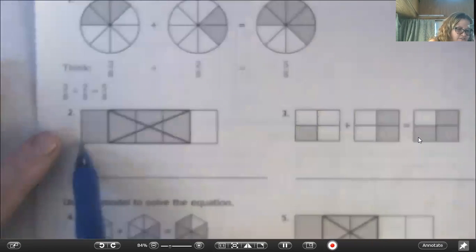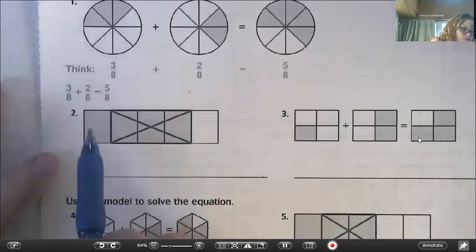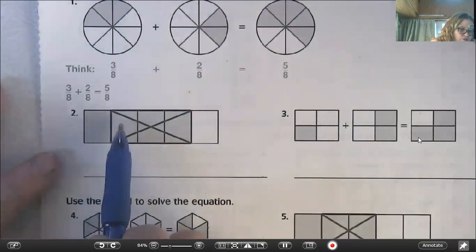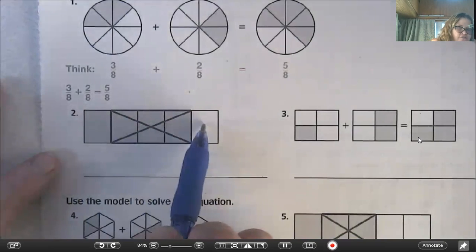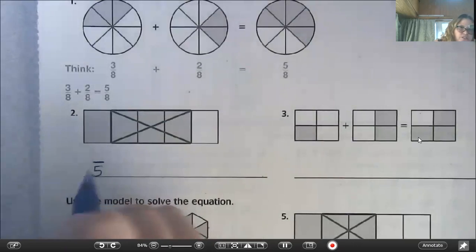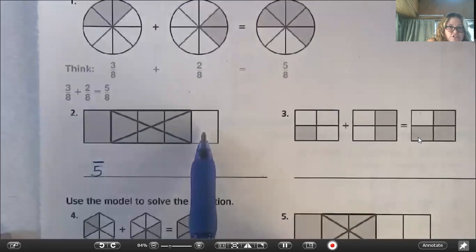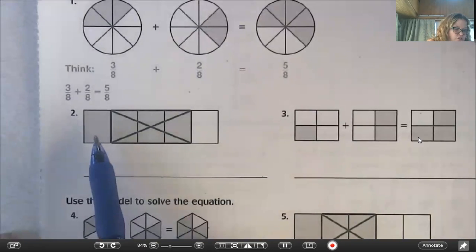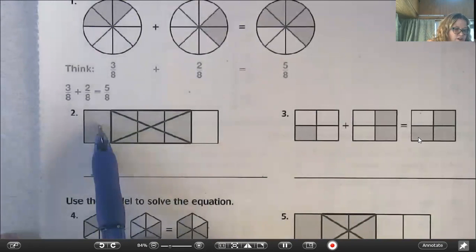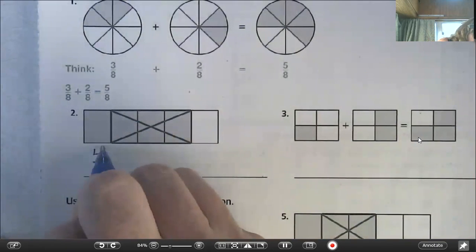So when I look at this, I want to look at the whole rectangle model. I need to count how many parts are in my whole. I have 1, 2, 3, 4, 5 parts. So my denominator in this problem is going to be fifths. Now, I'm going to ignore the unshaded piece. I'm just going to look at all the gray pieces that we have here. I have 1, 2, 3, 4 gray pieces. So that is my numerator.